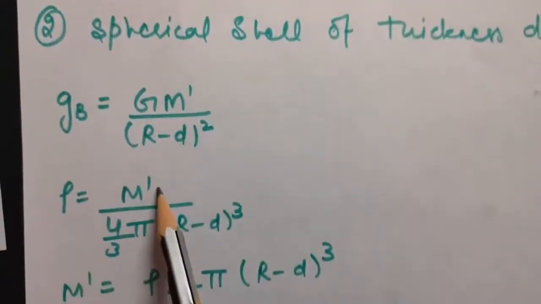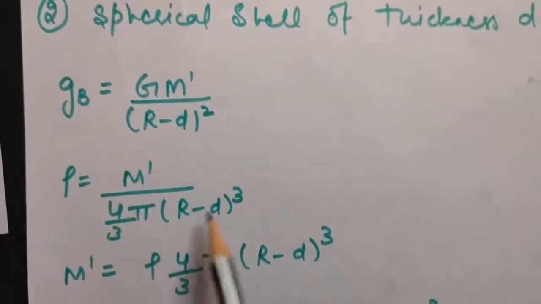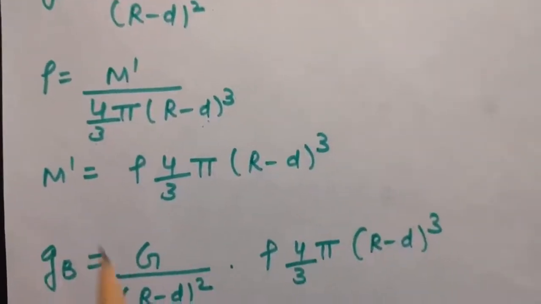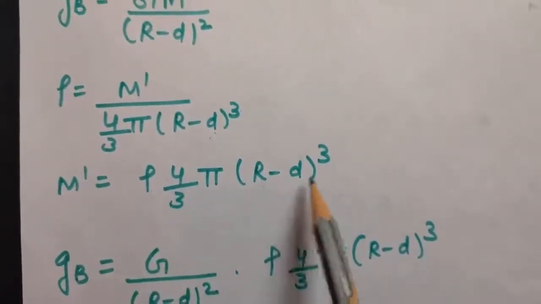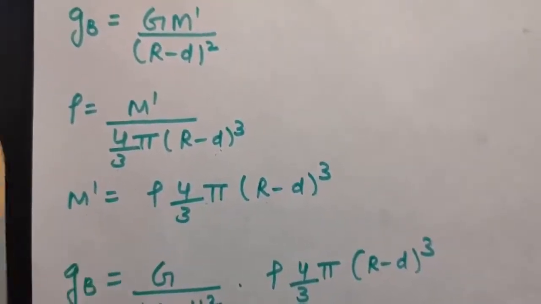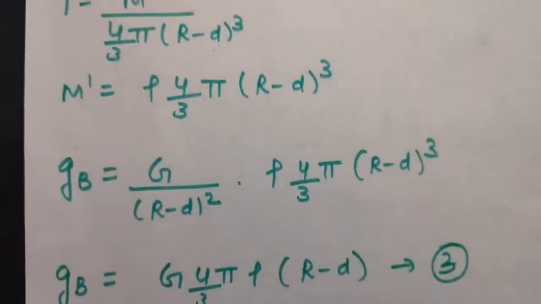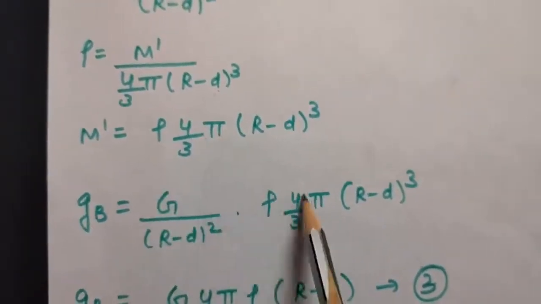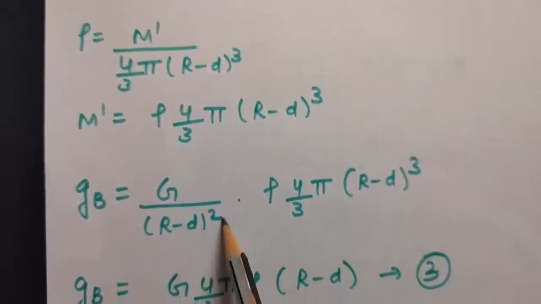So that will be mass, that is m dash upon 4 by 3 pi r cube, and here the radius of the sphere is r minus d, so it will be whole cube. From here you can easily calculate m dash, that will come to be rho into 4 by 3 pi into r minus d whole cube. Now if you know the value of m dash, just put it in the GB, that is acceleration due to gravity at B, and you will get its value. So GB will be G into m dash, that is rho into 4 by 3 pi r minus d whole cube upon r minus d whole square.